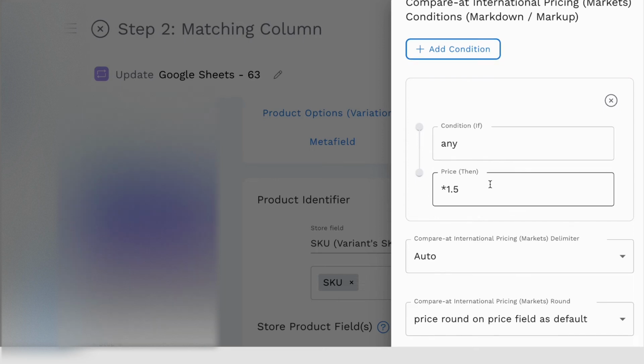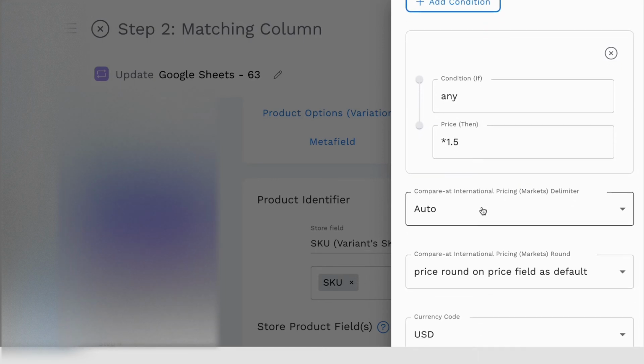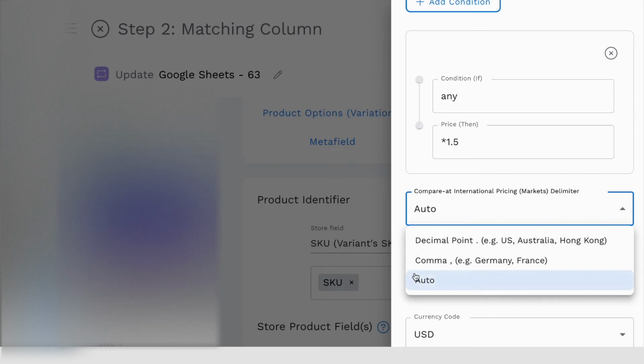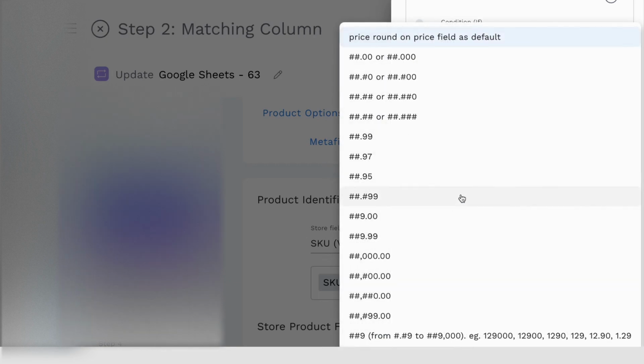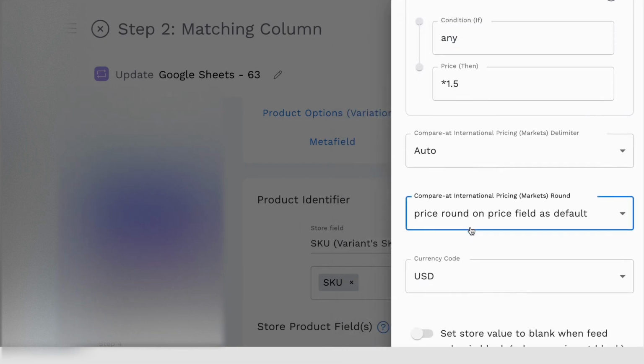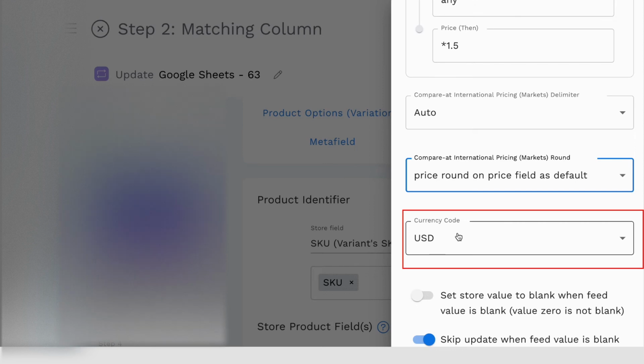Next is the Compare at International Price delimiter that can be set according to preference. Choose from comma or decimal, or leave it as auto. Next is the Compare at International Price round, which is used to standardize the product's price if the round number is used too often, or the prices do not have a clear focus digit. By default, the option would be the same as the price field.